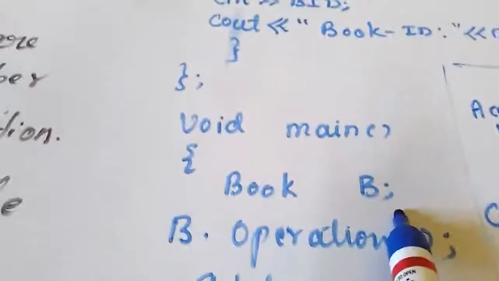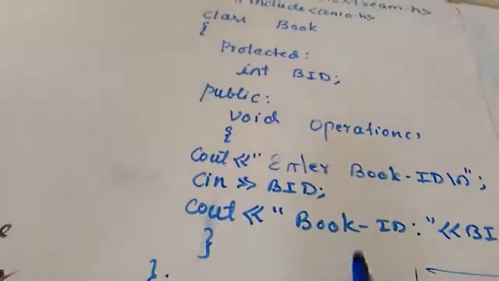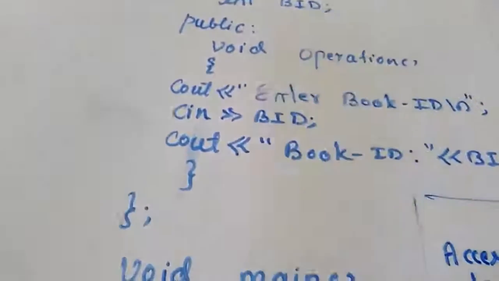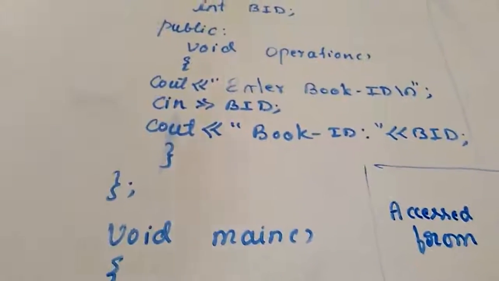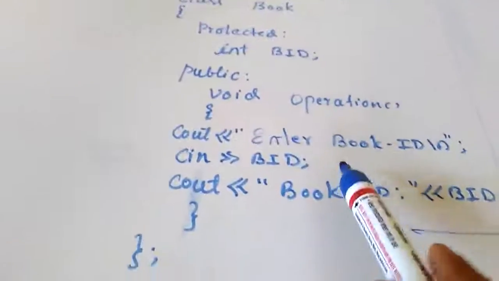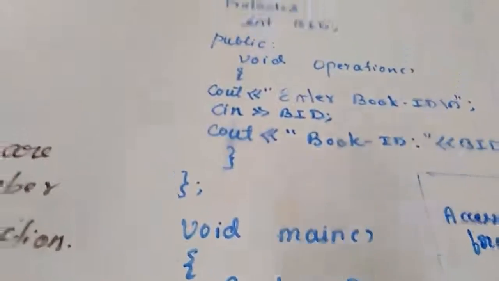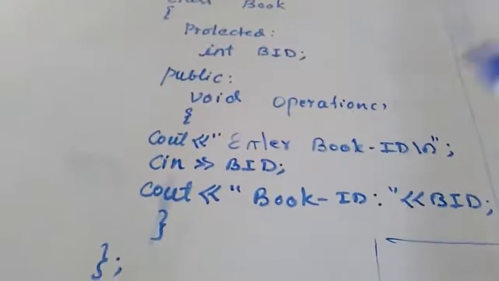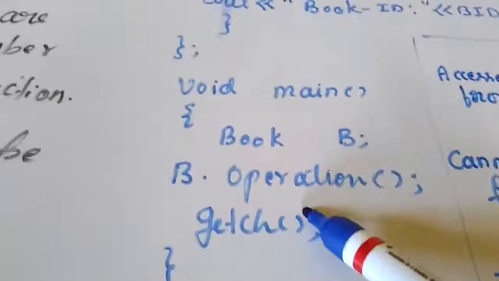So we have to take an object in order to call operation. Operation is a function. We have to call the function, and only then does it execute this statement. In order to call the function, we have to use an object. So we have created an object here, b.operation. So this function will execute, and from this function I am going to display the content also. I did not use bookID here because it is in the protected section. So this program explains that a protected member is accessed only through the member function, not from a non-member function.